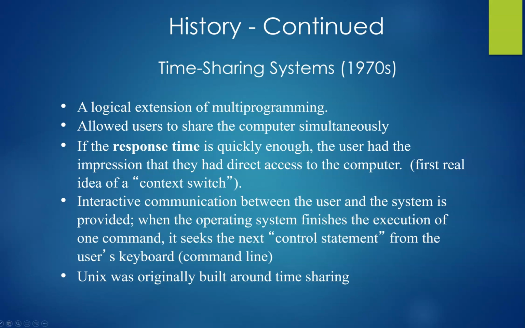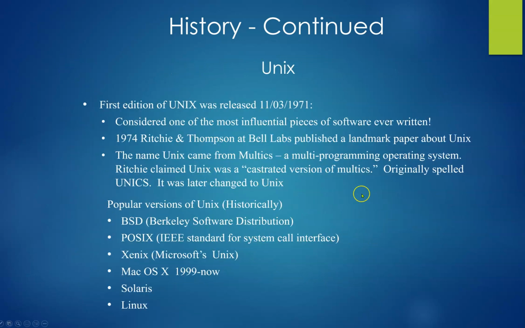Unix was originally built around time sharing, and it came from Multics, and in a good joke, Unix was a quote-unquote castrated version of Multics. Unix was released November 3rd of 1971, which is day zero on Unix. It's considered one of the most influential pieces of software ever written. It was created by Ritchie and Thompson at Bell Labs. Ritchie is one of the creators of C.